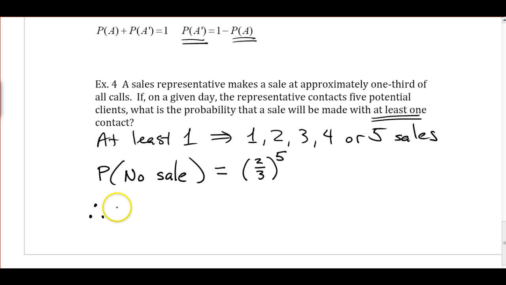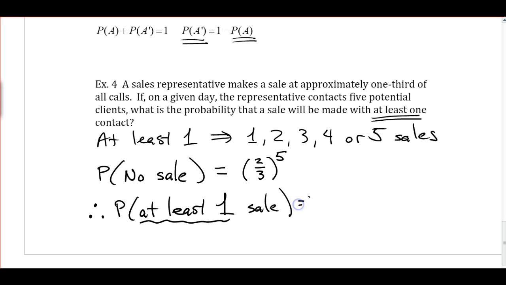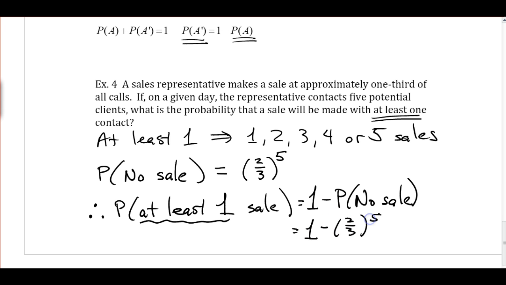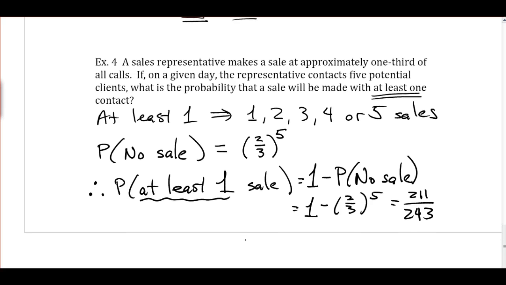Therefore, the probability of at least 1 sale would be 1 minus the probability of no sale, which is going to be 1 minus 2/3 to the 5th, which ends up being 211 out of 243. That's at least 1 sale. And so there's a little example of how the complement of an event can make things a little bit easier.